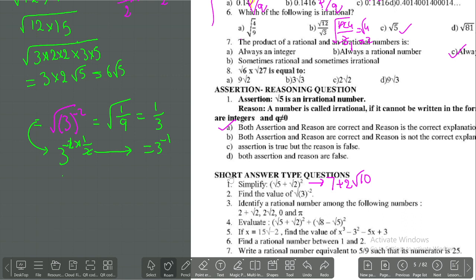Then this one, evaluate (root 5 plus root 2) whole square, (root 8 minus root 5) whole square. We can do it on our own itself by applying the formulas.